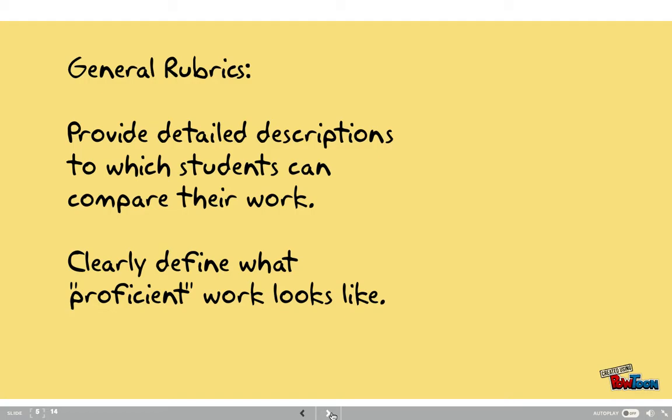I like to provide an example of what proficient work looks like and then still have a category on the rubric for exemplary work. And I don't give exemplars of exemplary work. The reason for that is I want students to think on their own for what moving beyond a basic level of proficiency would look like.